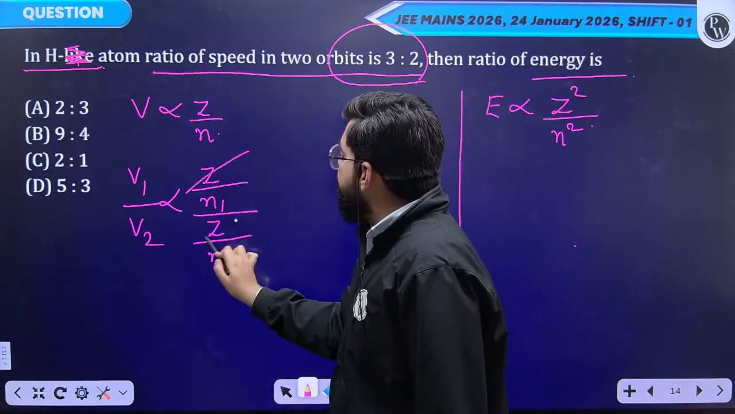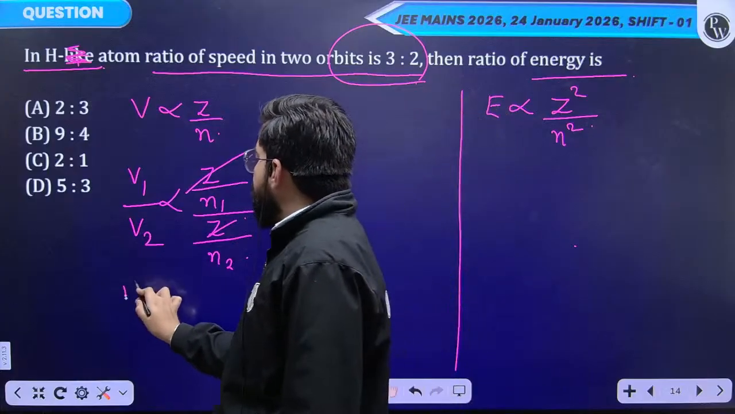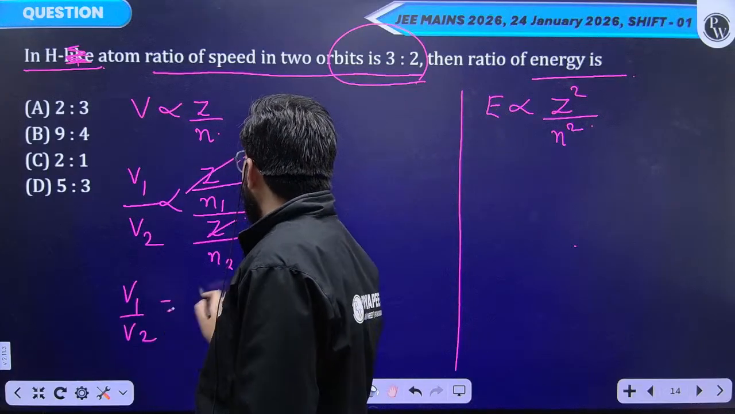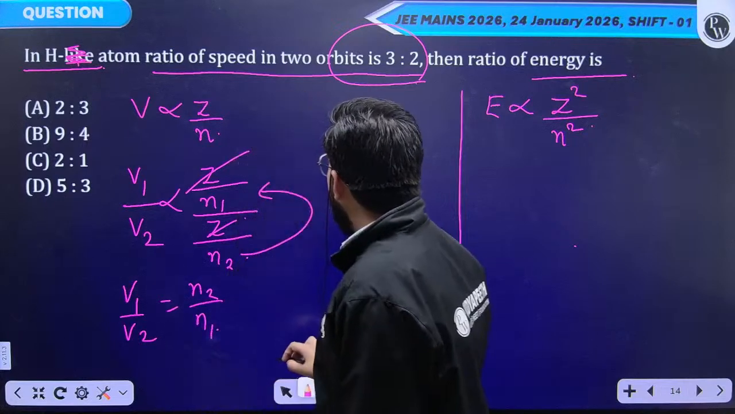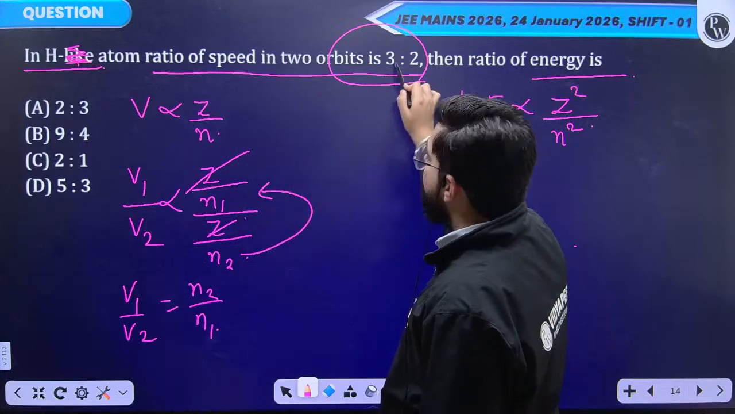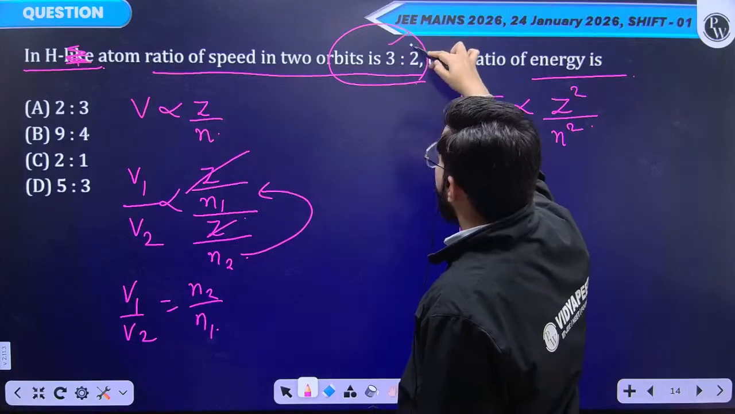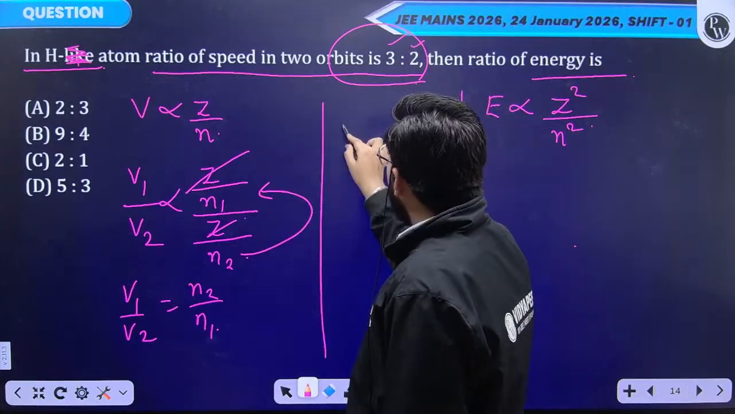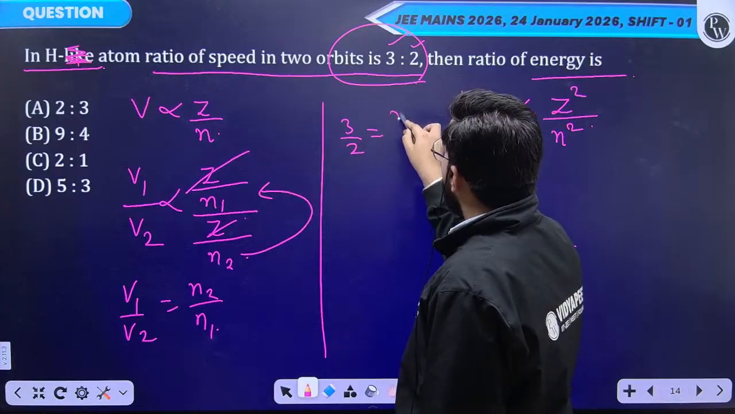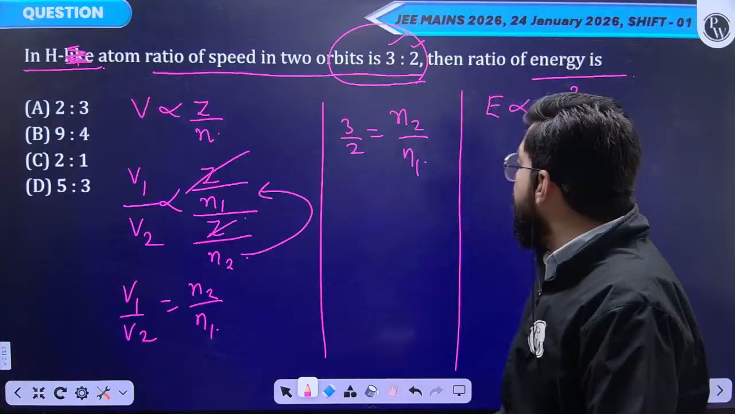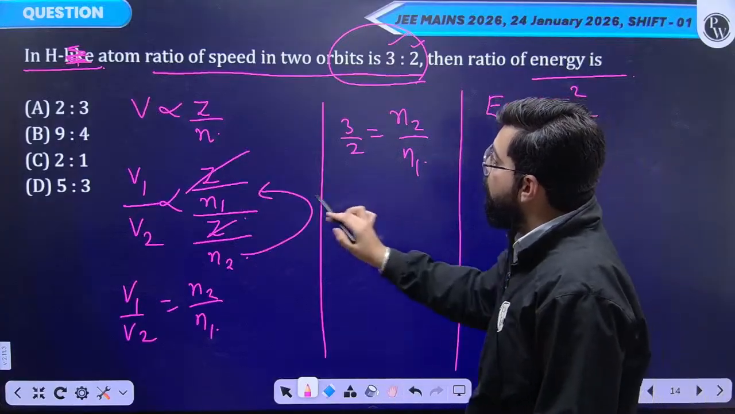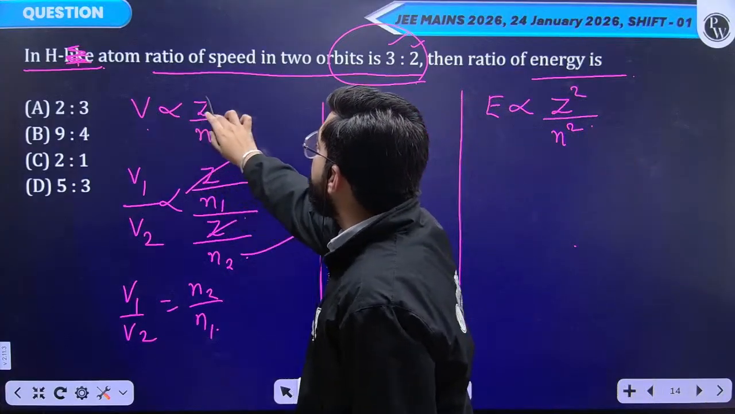So Z and Z we can cancel out. So V1 over V2 is nothing but N2 will go above, N2 upon N1. And what is the value of V1 and V2? It is 3 and 2, right? So we can write down 3 upon 2 is equal to N2 upon N1. We got this in terms of V proportional to Z upon N.